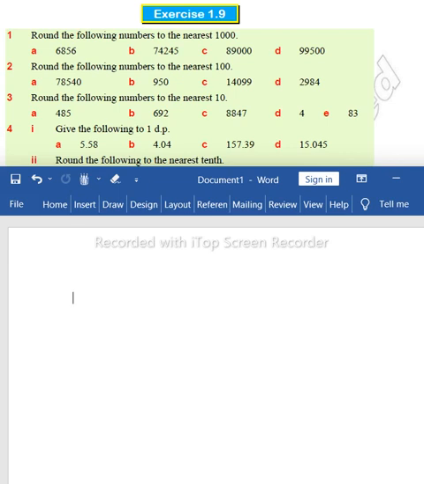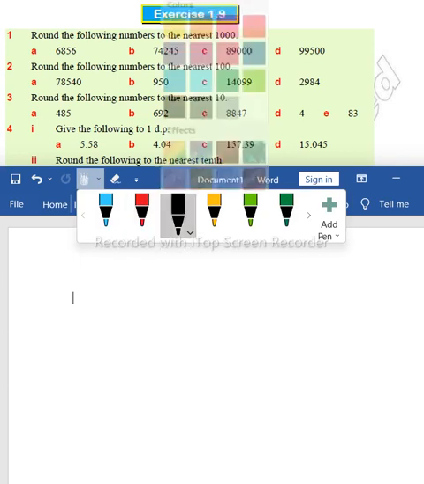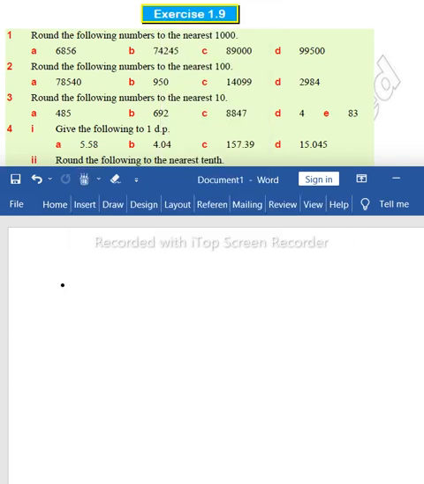So we will see question number 2. As we see, we have 78,540. Let us write the question first. We have to write the question first. The question says that 778,540.